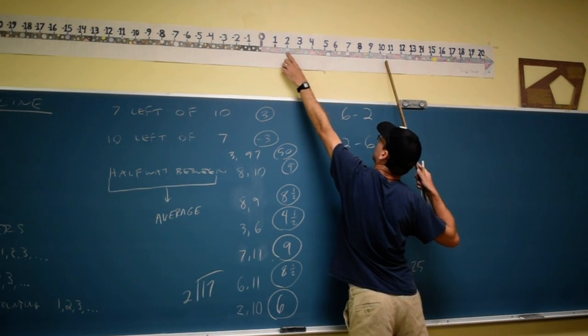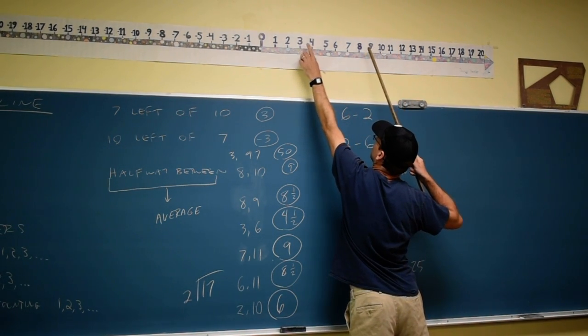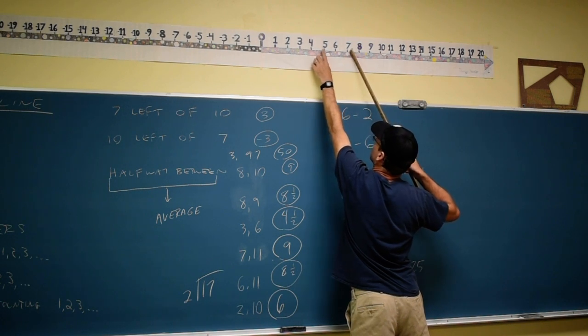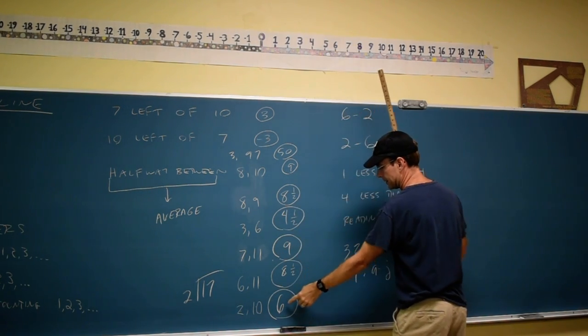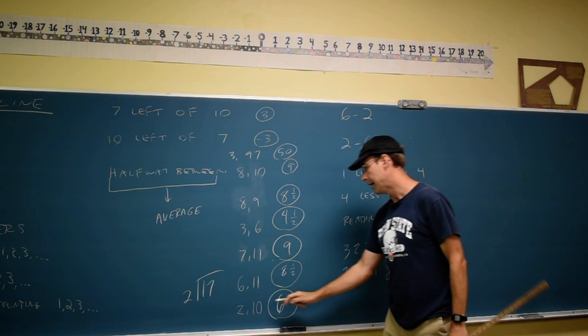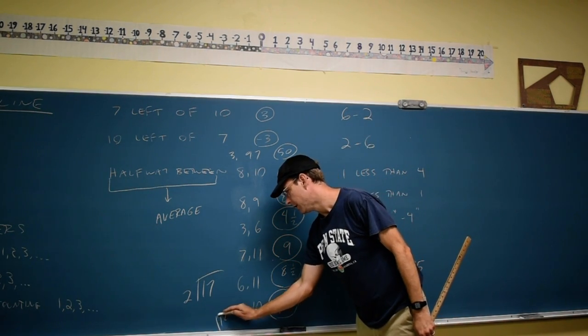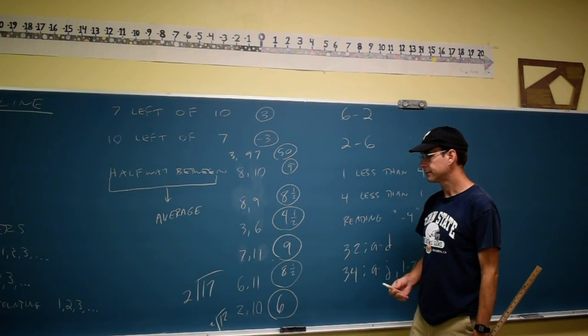Either from 2 and 10, count in 1 space, 2 spaces, 3 spaces, 4 spaces, and meet at the 6. Or add those up to 12. Divide by 2, that's 6.